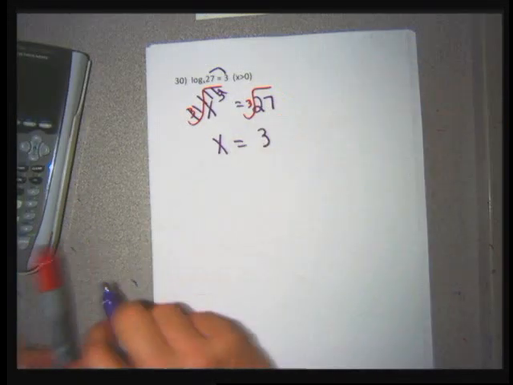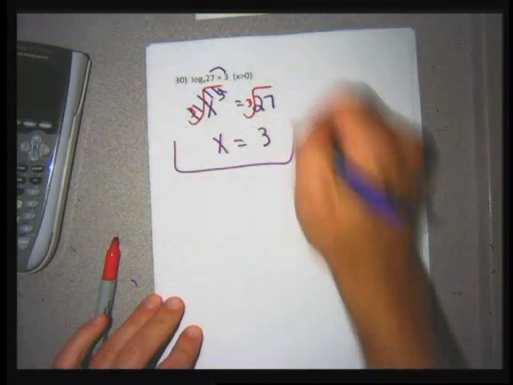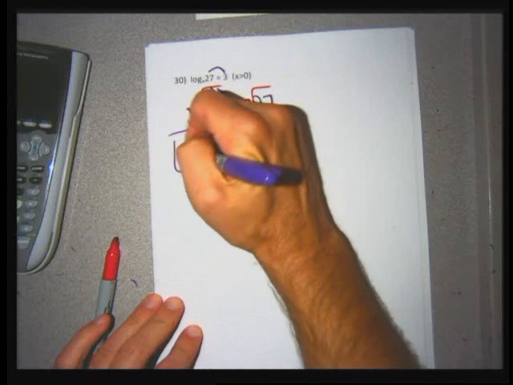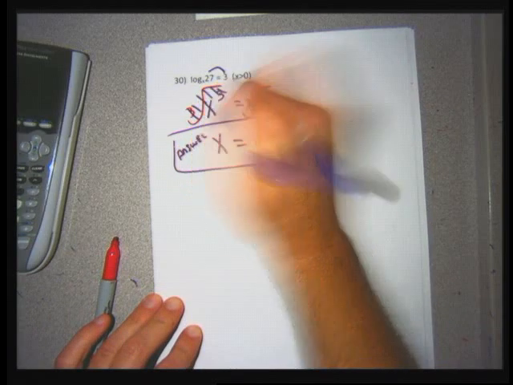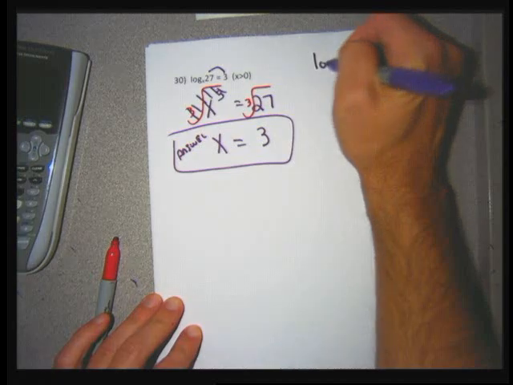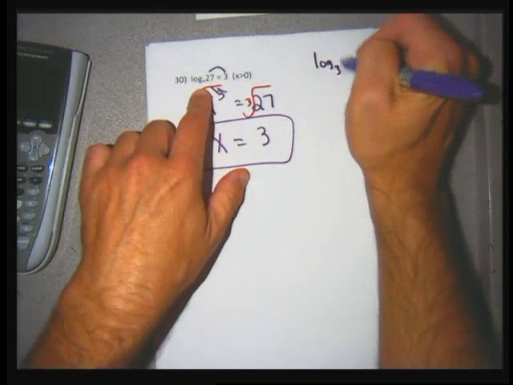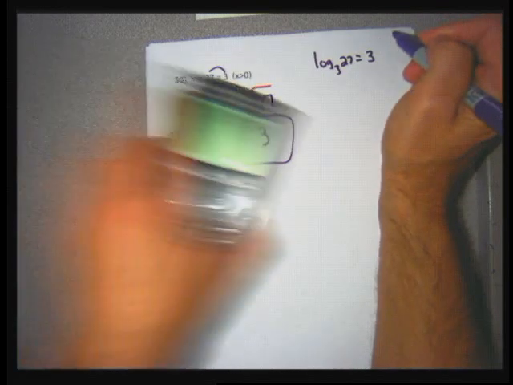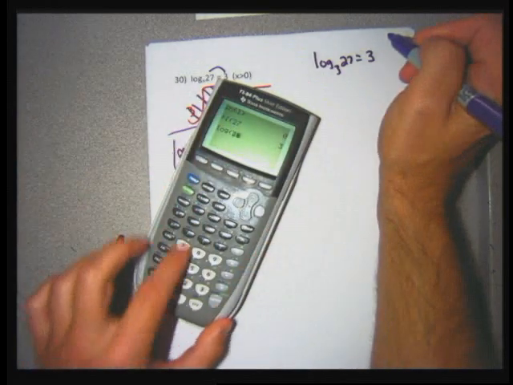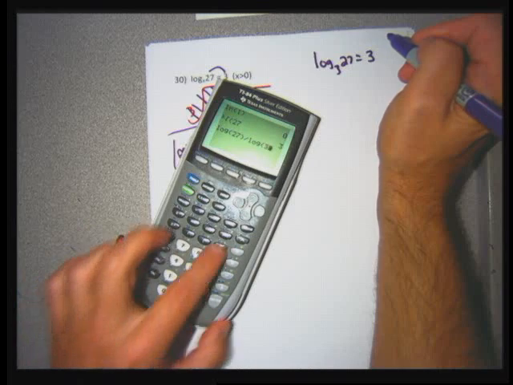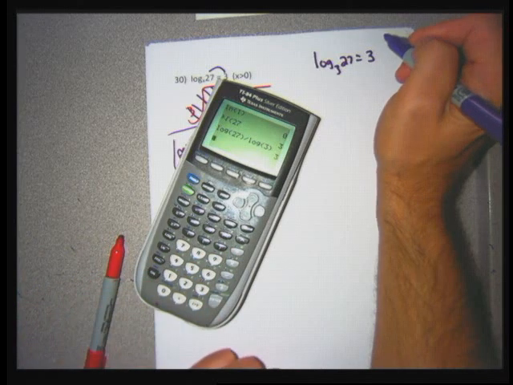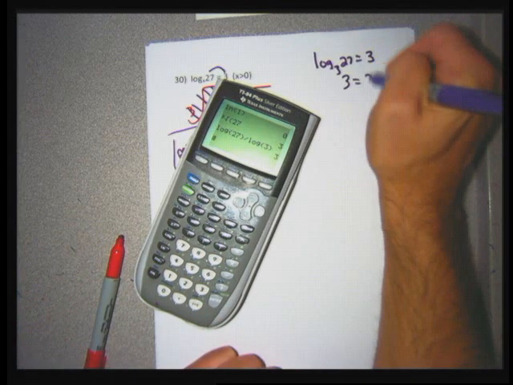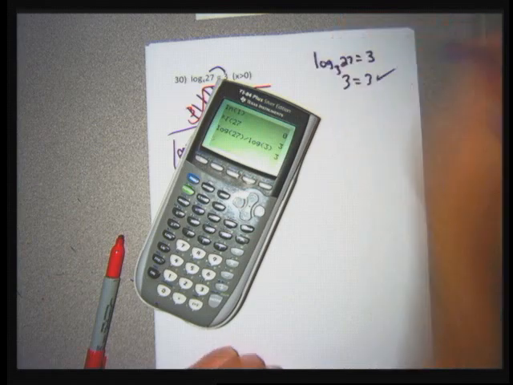I'm going to check this. So this is supposed to be my answer. If I want to check, it should be the case that if I go the log base 3 of 27, it should equal 3. I'll do this by going log of 27 divided by log of 3, and that gives me a true statement that 3 does equal 3. So my checking checks.